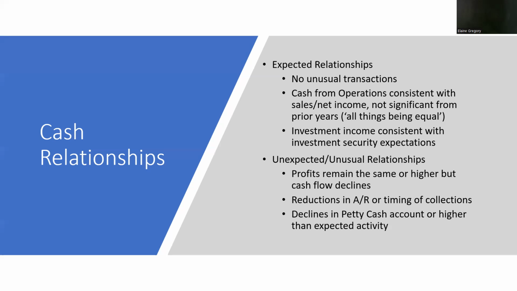We may see unusual reductions in accounts receivable or the timing of collections. Do we have lagging AR? Do we have AR that is pushing further and further out? Are there unusual reductions in AR? Are we getting an unusual number of credit memos coming through?